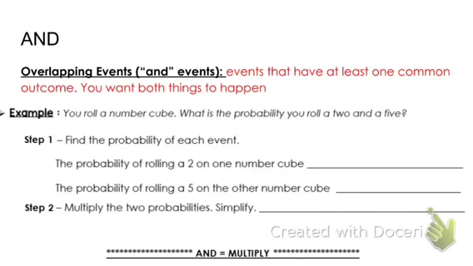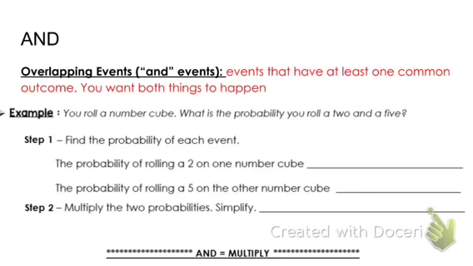The next event that we have is an AND event, or it's called an overlapping event. These are events that have at least one common outcome, meaning I really want both things to happen. For example, I want to get $100 and I want to win the lottery. I want both things to happen. I'm not going to be happy with just $100 or winning the lottery. I want them both. So if they are overlapping or AND events, you must always multiply.